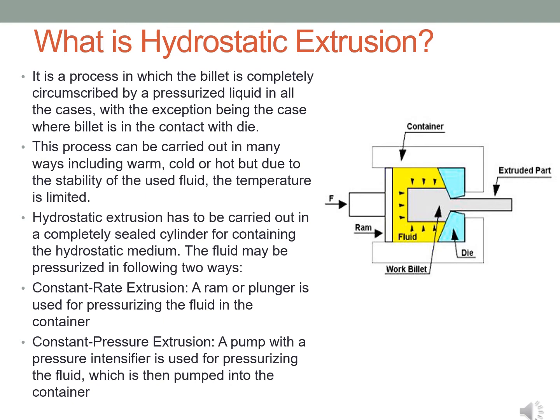Hydrostatic extrusion has to be carried out in a completely sealed cylinder for containing the hydrostatic medium. The fluid may be pressurized in the following two ways. Constant rate extrusion: in this, a ram or plunger is used for pressurizing the fluid in the container. Next is constant pressure extrusion: a pump with a pressure intensifier is used for pressurizing the fluid, which is then pumped into the container.